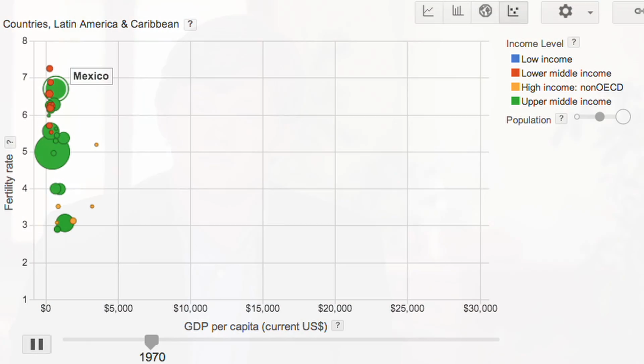Good morning, all. I would like to take 3 minutes or so to provide you with some vital information that you need to properly understand the current immigration debate in the United States. Google Public Data has published this interactive graph of World Bank information.